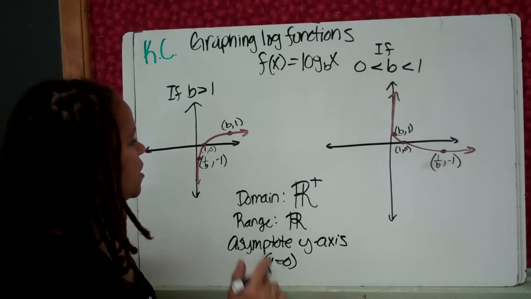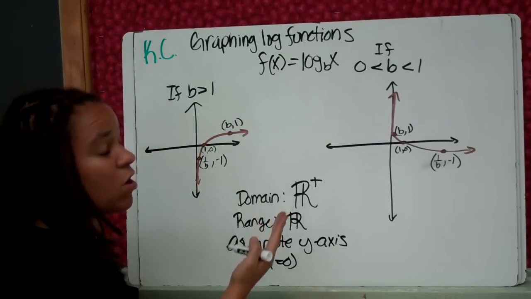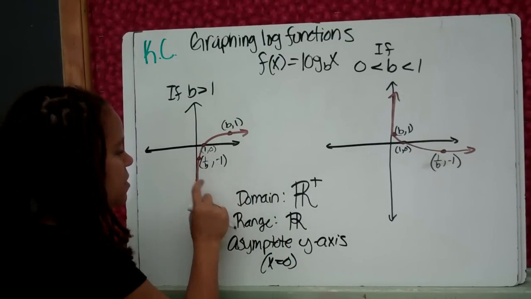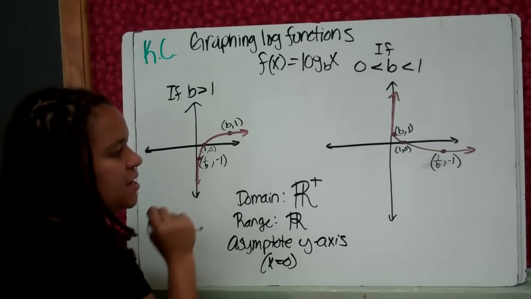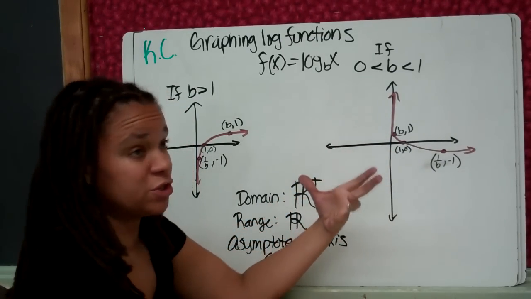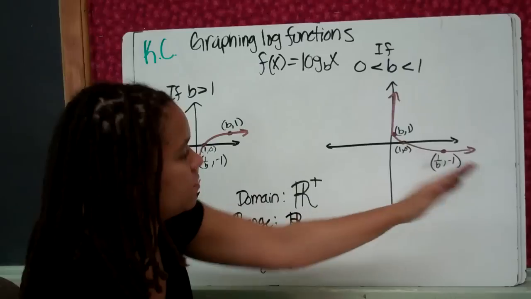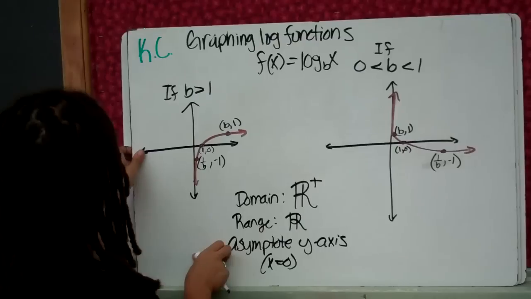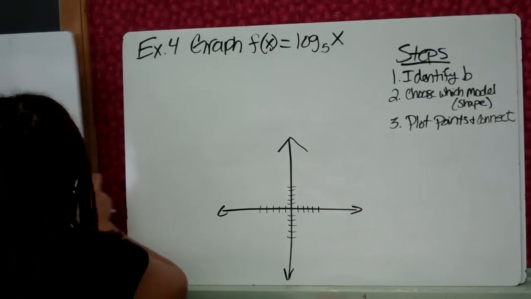So knowing that, we have 3 points that are automatically there: (b, 1), (1, 0), and (1/b, -1). Notice these points are exactly the same on both graphs. It just depends if your graph is going this way or if it's going this way, which is based on what your b value is. So let's look at 2 examples for each type.